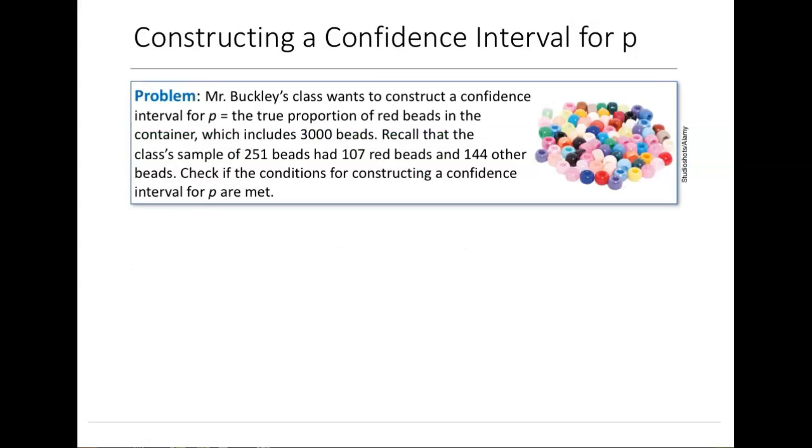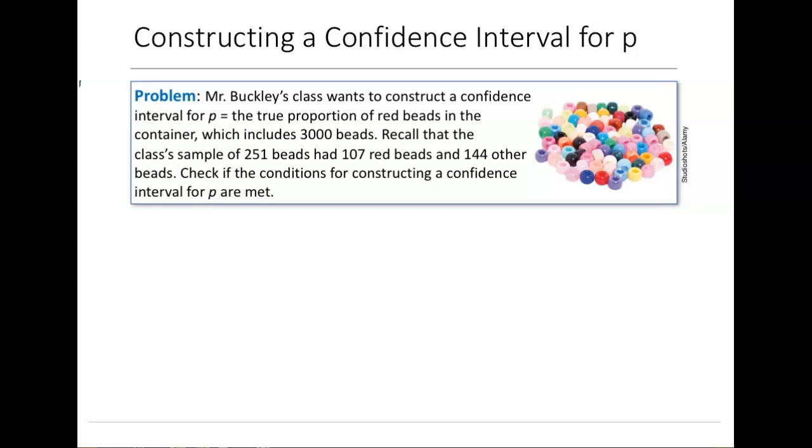Let's do an example. All right, Mr. Buckley's class wants to construct a confidence interval for P, the true proportion of red beads in the container, which includes at least 3,000 beads. Recall that the class's sample of 251 beads had 107 red beads and 144 other beads. Check the conditions are met for constructing a confidence interval for P.